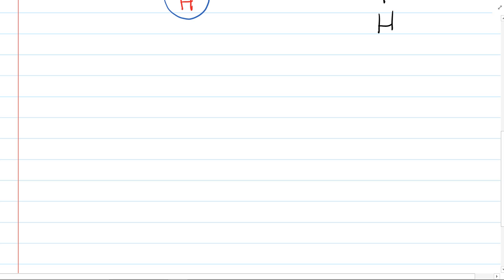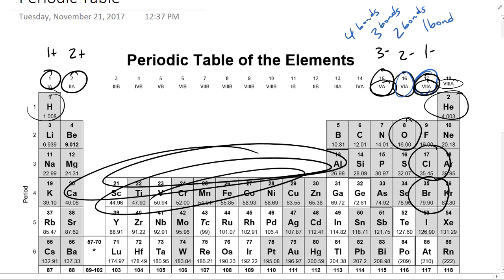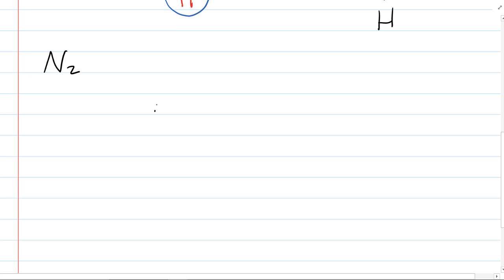So if we came back and we wanted to write out a structure for N2, we could do that. Because nitrogen, coming back here, is in which group? 5A, which means it has 5 valence electrons and will form 3 bonds. So if we look at the structure for a molecule of nitrogen, if we have 2 atoms and each one needs to form 3 bonds, the only way that these can do it would be to form not a double bond, but a triple bond. Yeah, we need a triple bond in here.